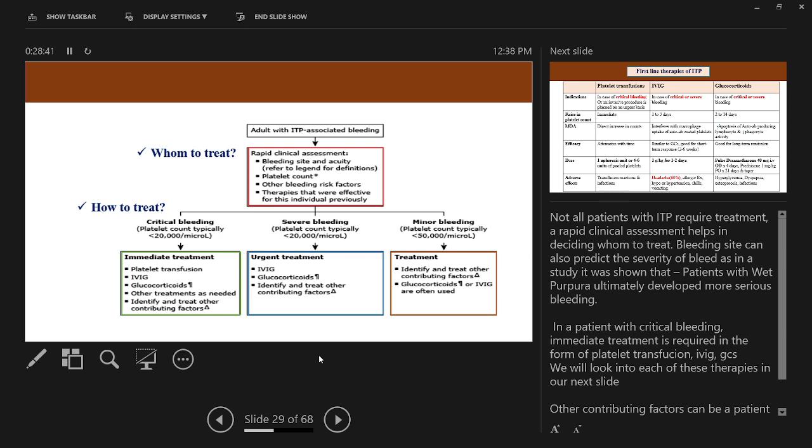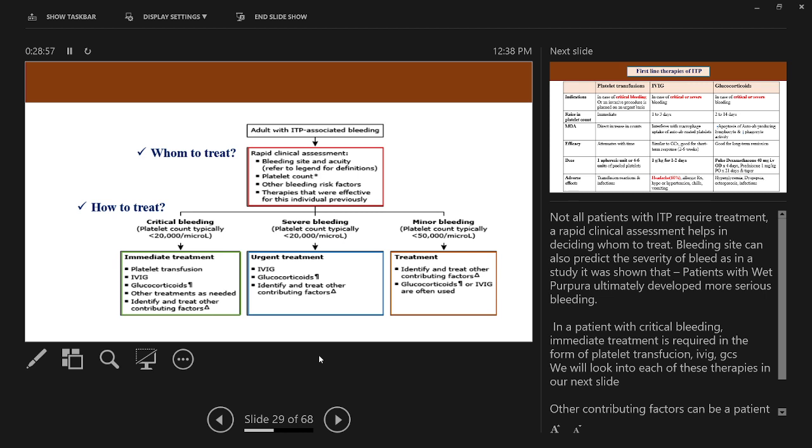For critical bleeding patients, the first and foremost thing is immediate treatment with the help of platelet transfusion, IVIG or glucocorticoids. For severe bleeding, you can have a trial of IVIG and glucocorticoids, and if the patient does not respond, then you can bridge over to platelet transfusion plus IVIG.